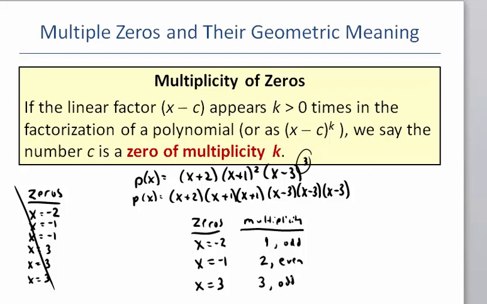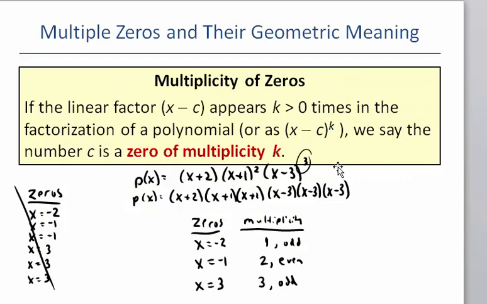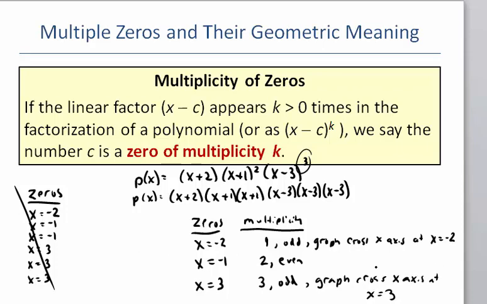So if the multiplicity is odd, then we expect that the graph is going to cross through the x-axis. So that tells me that here, the graph is going to cross the x-axis at -2, and that it should cross the x-axis at x equals 3.